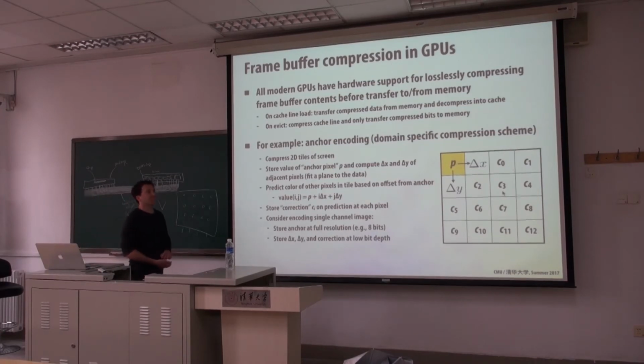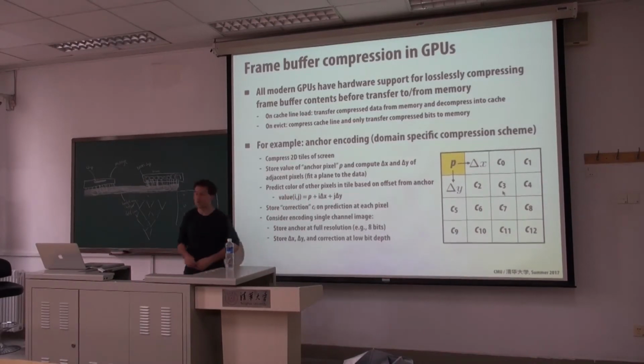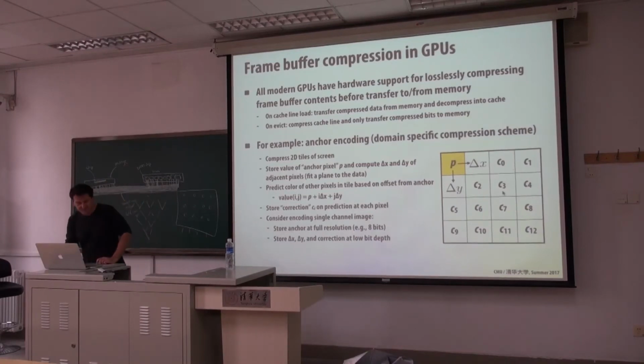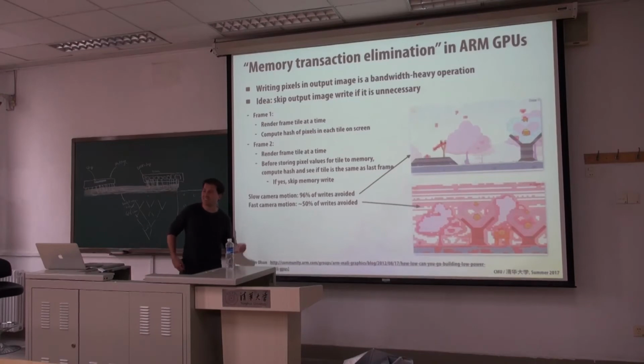So that's an example of if you know what your data actually is, if you know it's an image, the hardware is actually doing even more compression for you as well. And just to show how crazy this is getting, here's an example of a technology that ARM, that makes mobile GPUs, considered doing. Now, I don't know if they're actually doing this, but they wrote up a publication about how this works.